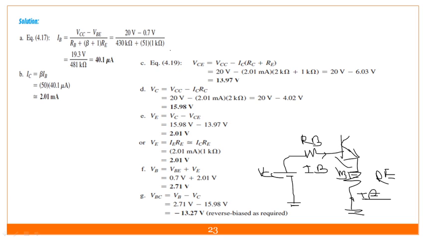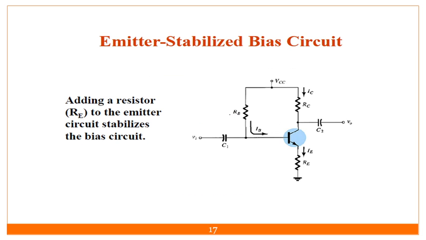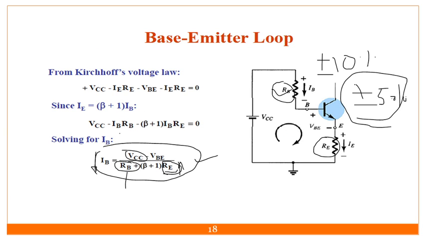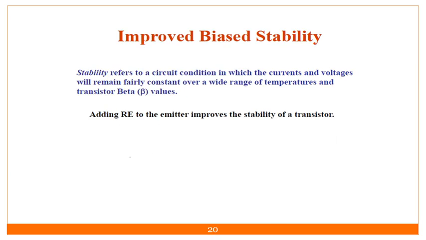So if I am applying KVL across this, what will happen in this case? I will get this equation, but I will put the value of IE equal to 1 plus beta times IB. So I will get IB equal to VCC minus VBE divided by RB plus 1 plus beta times RE. So this is the formula.